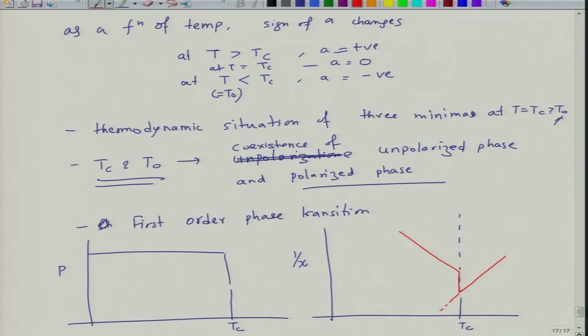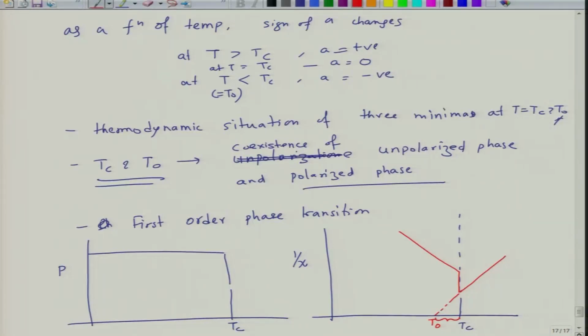and if you extend this below, this is the temperature T naught. The extrapolation of susceptibility on the right hand side makes an intercept on the temperature axis at a temperature T naught, and between these two temperatures we have coexistence of polar and non-polar phases, very similar to solidification, in which liquid and solid coexist despite being a pure metal. A pure metal has a liquid-solid region because of the need to nucleate stable nuclei.